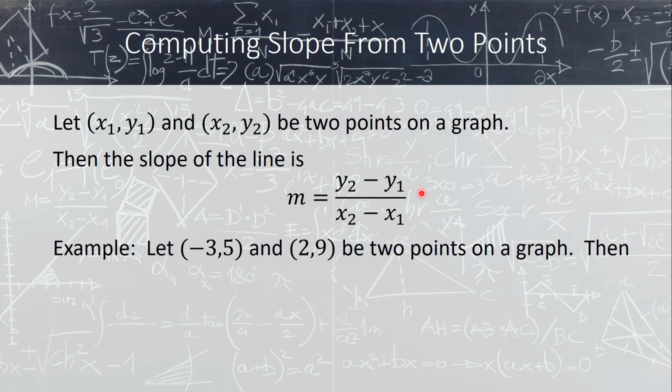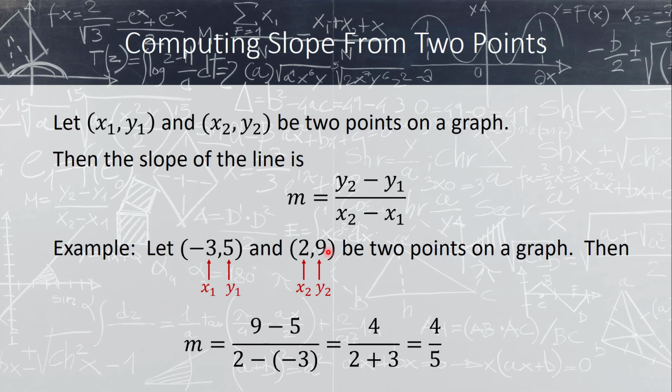So here's an example. We have 2 points here, -3 and 5, and 2 and 9. Let's call this one x1, y1, and this one x2, y2. Then we are going to have y2 minus y1, which happens to be equal to 4, divided by x2 minus x1. And 2 minus -3 is just like 2 plus 3, which gives us 5. That gives us a slope of 4/5.